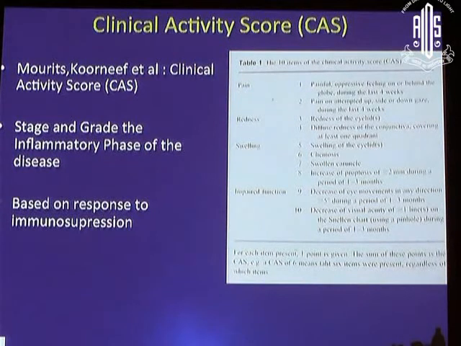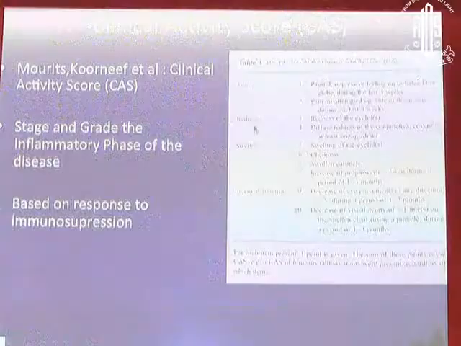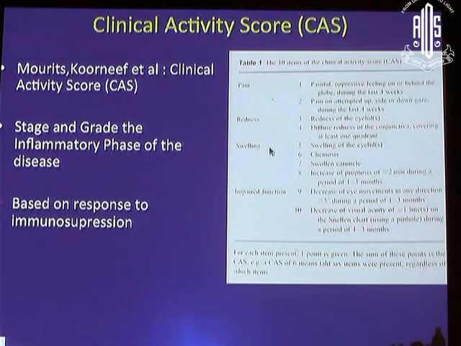Now when you want to classify this, Dr. Sampath spoke about the different classifications. For some of you not here, I prefer something which came up in the 90s by Mourits, called the clinical activity score, which basically has 10 points, with 4 to 5 features divided. The first 3 features, pain, redness and swelling, give you a better idea of the active phase, while the last 2 points give you the functional deficit. This study was done based on the response to immunosuppression.